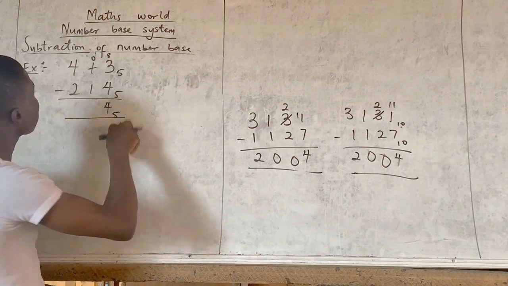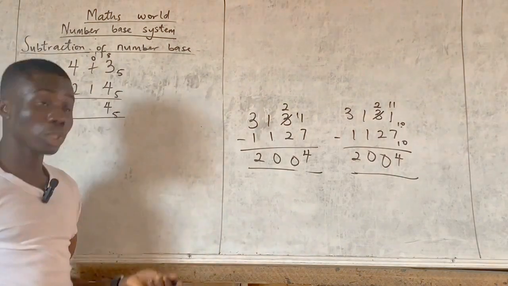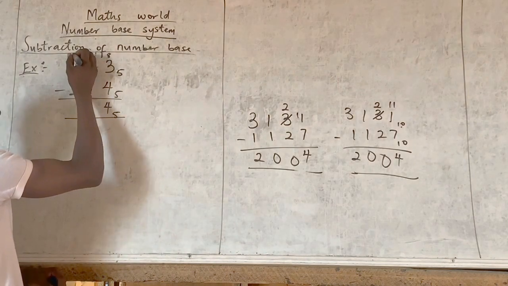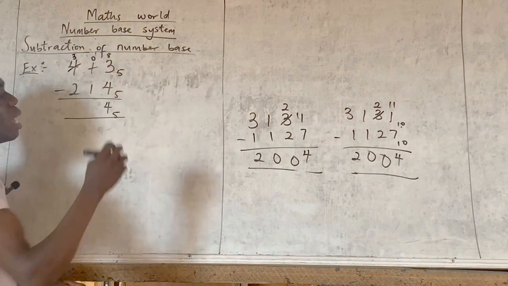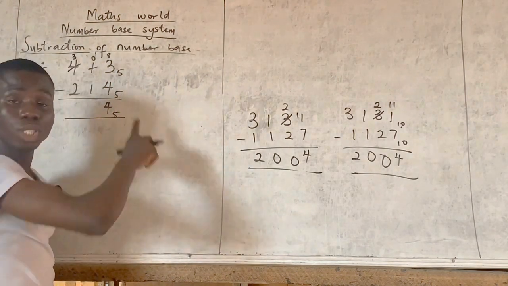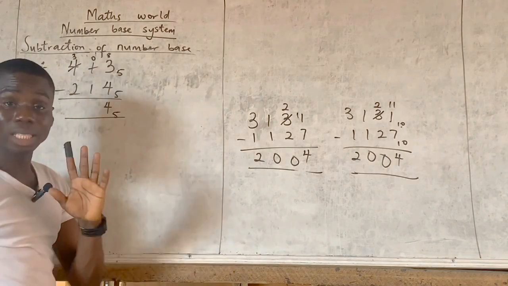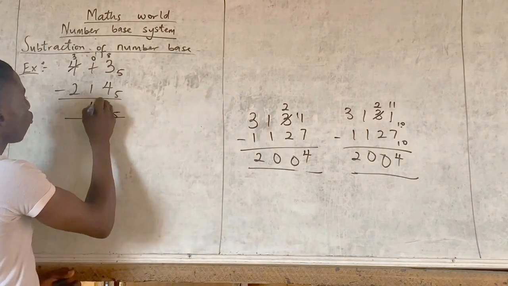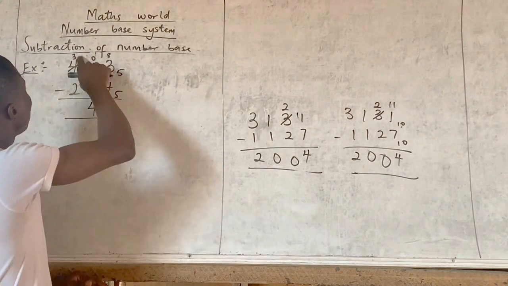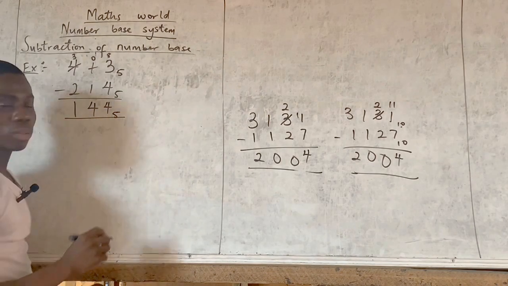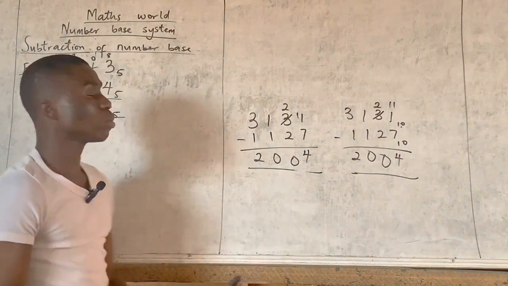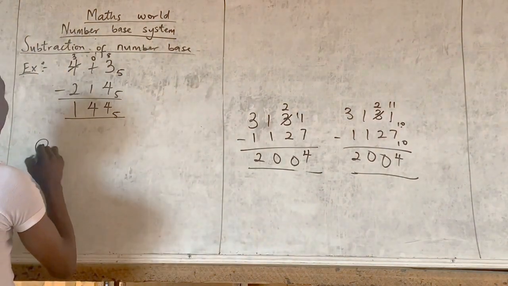Remember to put your base. 0 minus 1, impossible. We borrow again, borrow from these 3, this 4 becomes 3. That one that you borrow, we turn to the base, which is 5. 5 plus 0, that is 5. 5 minus 1, 4. Are you getting this? 3 minus 2, 1. Case closed. That's how you subtract.